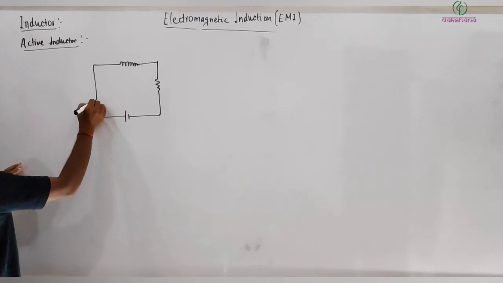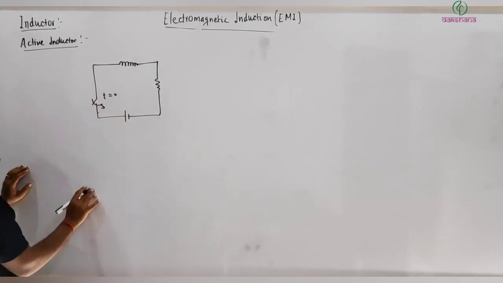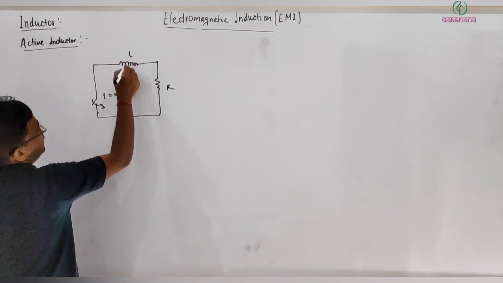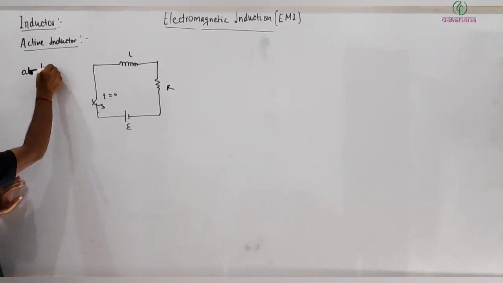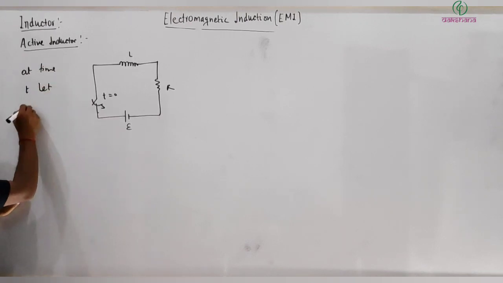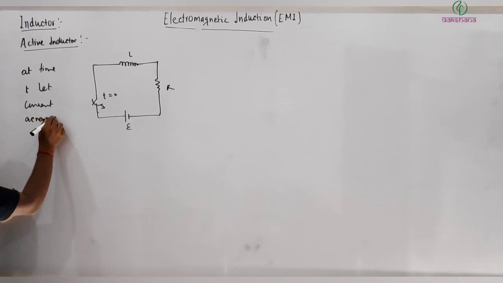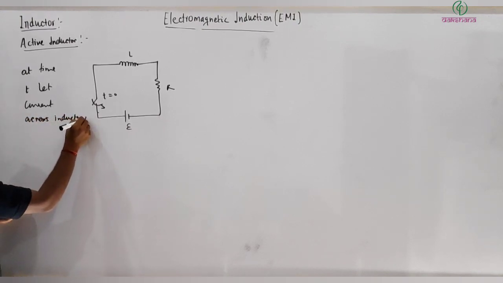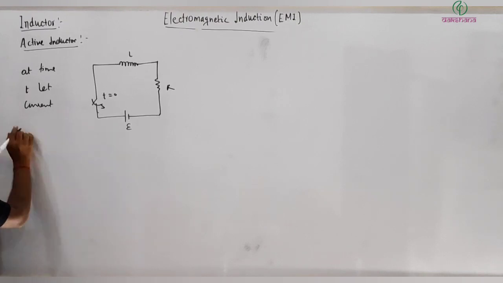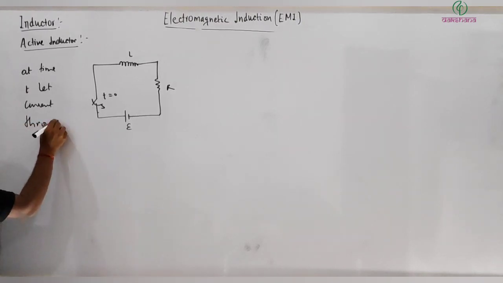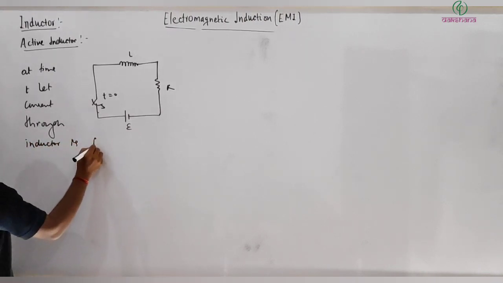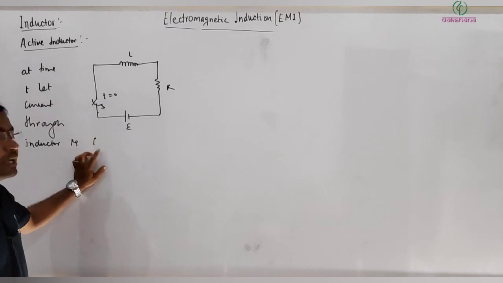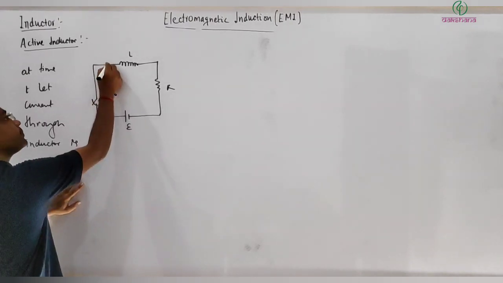and this complete system is connected across a battery. Okay, so at t equal to 0, the switch is closed. Resistor R and inductor L, EMF E. At time t, let's say the current through the inductor is I. So let's say I is the current flowing across the inductor, right?